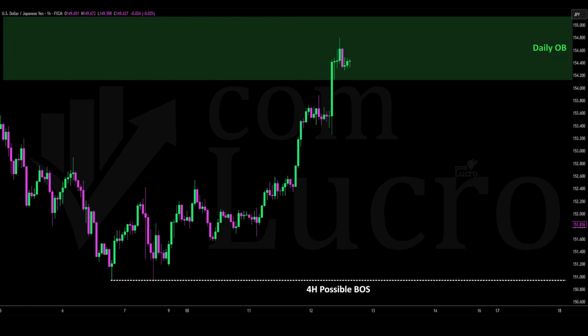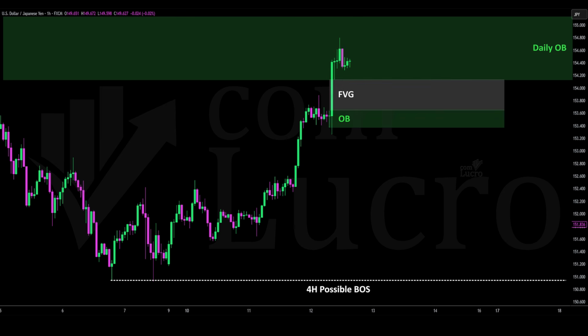On the 1-hour chart, things become more interesting. Unlike the higher time frames, the short-term direction is bullish. The latest impulsive move created an imbalance, showing strong demand. We can mark the candle responsible for this imbalance as our order block zone. To refine the area even more, we can also include the wick of the next candle.